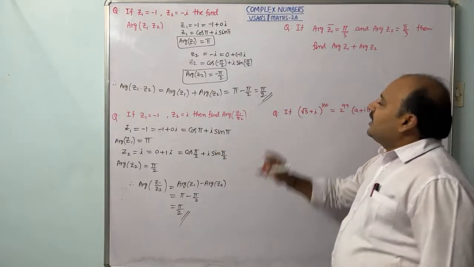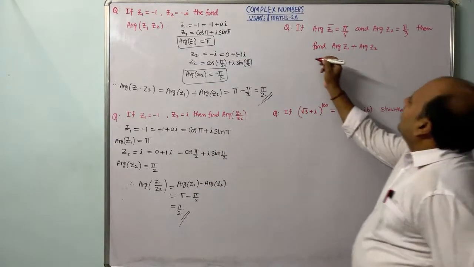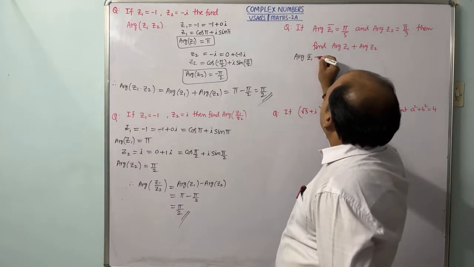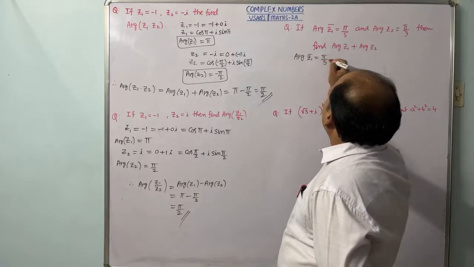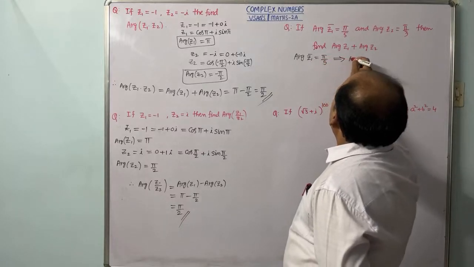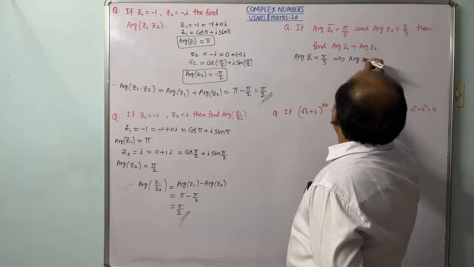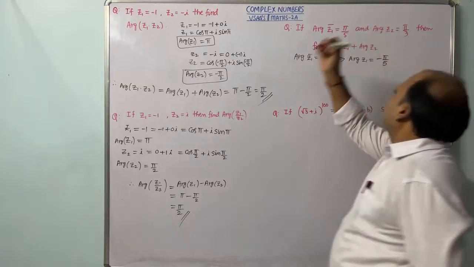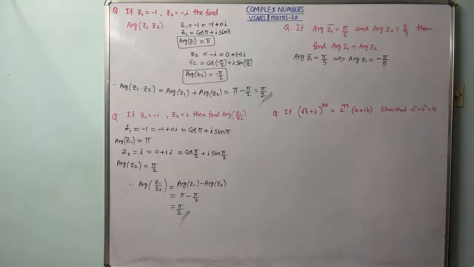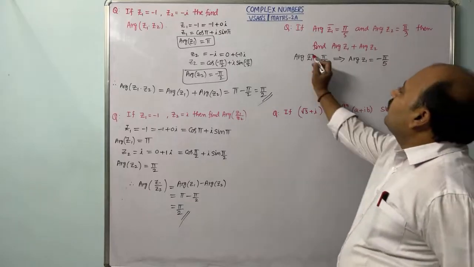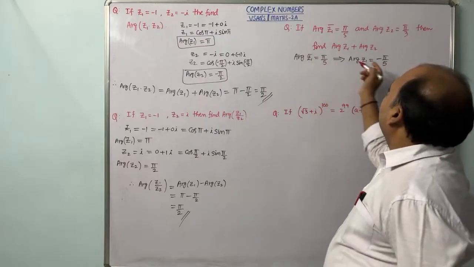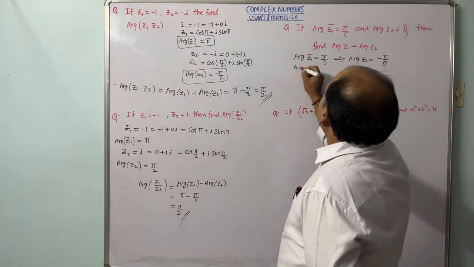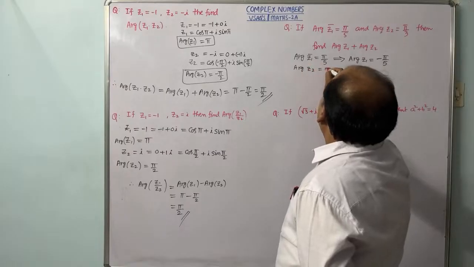We'll come to another question here. Argument of z1 bar is equal to pi by 5. That implies argument of z1 is equal to minus pi by 5. Okay. So whenever you are removing this bar, it comes as a minus. Next, argument of z2 is equal to pi by 3.